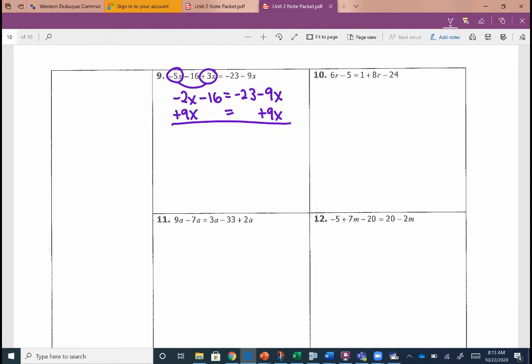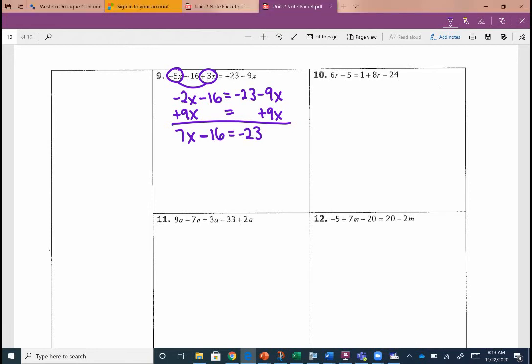All right, so when I do that, I have negative 2x plus 9x, which is 7x, minus 16. And I still have a negative 23 left over on the right.